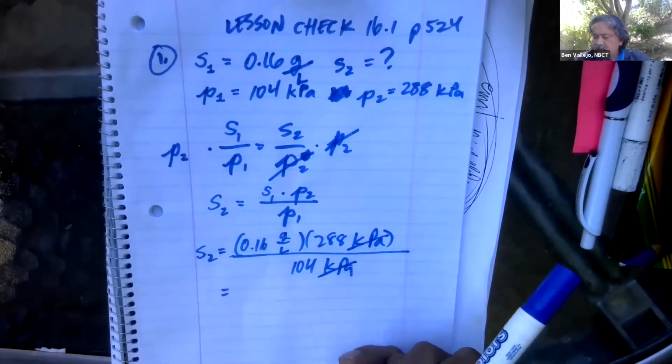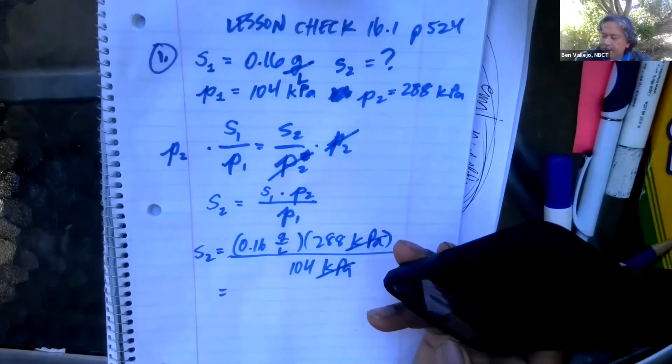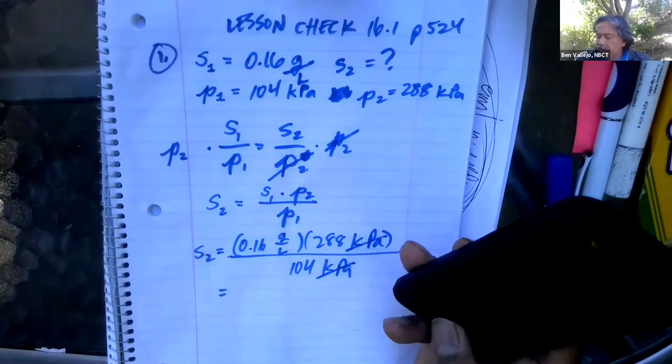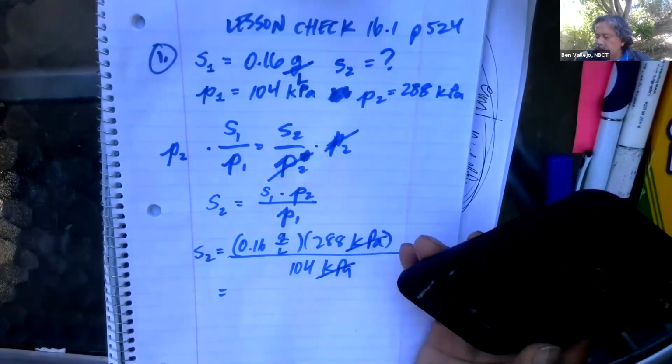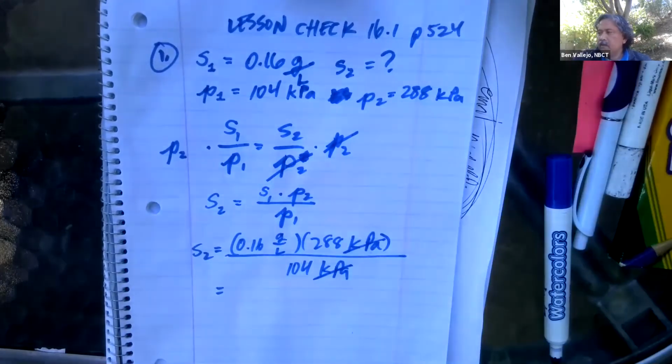So that makes sense. So we can now go and multiply that out. So let's do it. 288 times 0.16 divided by 104. It's about 0.443.